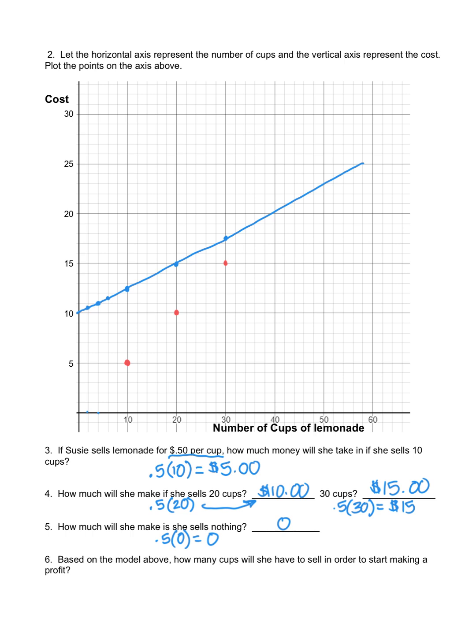And if she were to sell 0 cups of lemonade, we can see that she will make $0. So we do 0, 0 right there, our point of origin. So the question is asking us, well, before we answer the question, let's go ahead and make our nice straight line through these points.